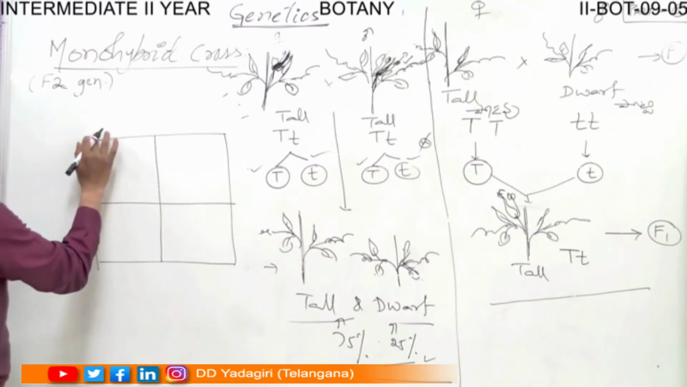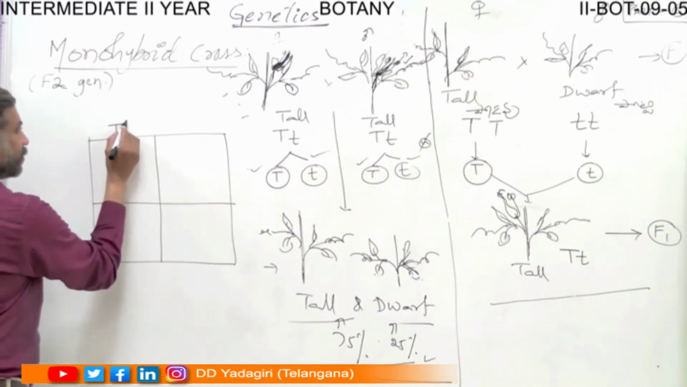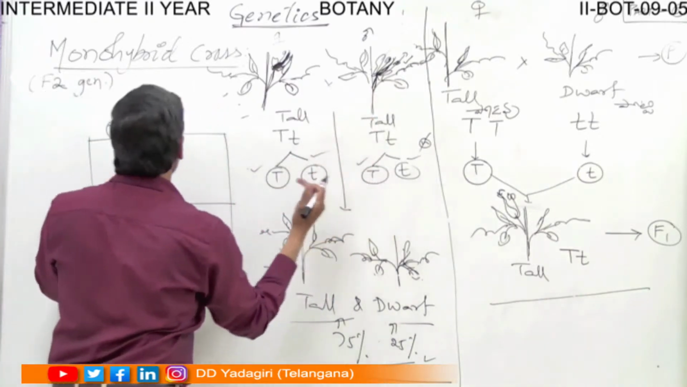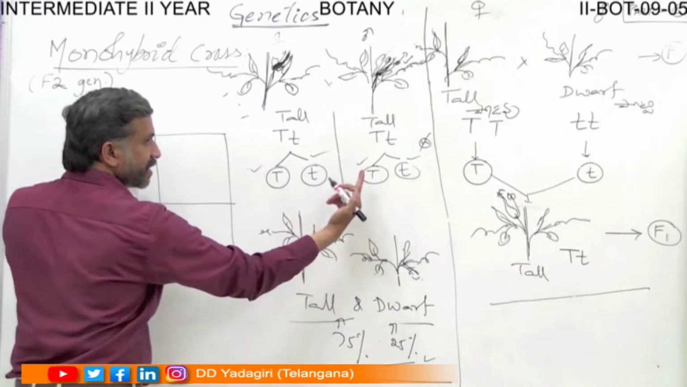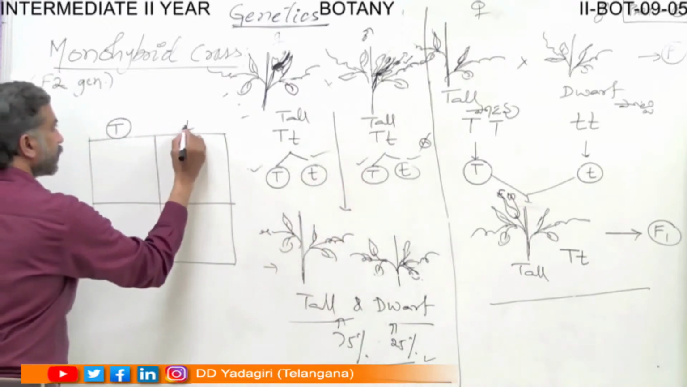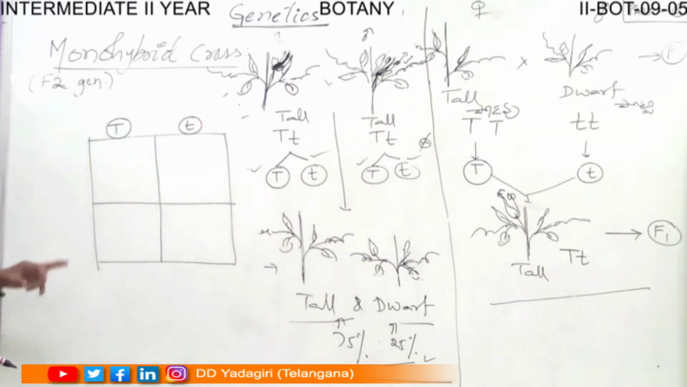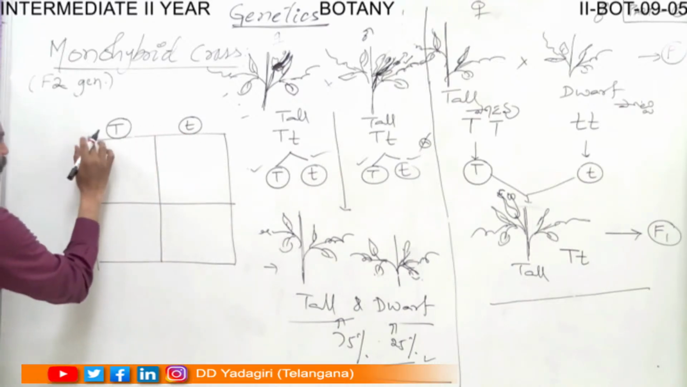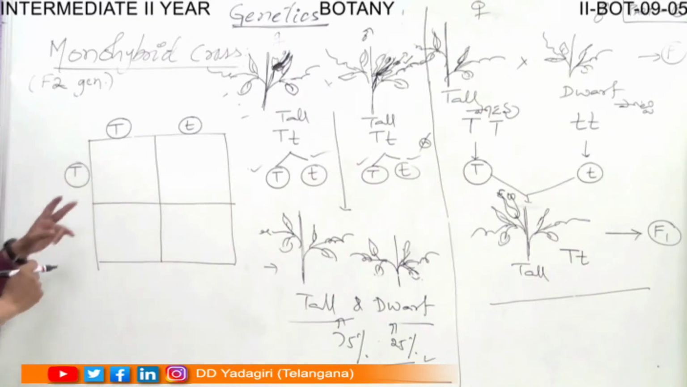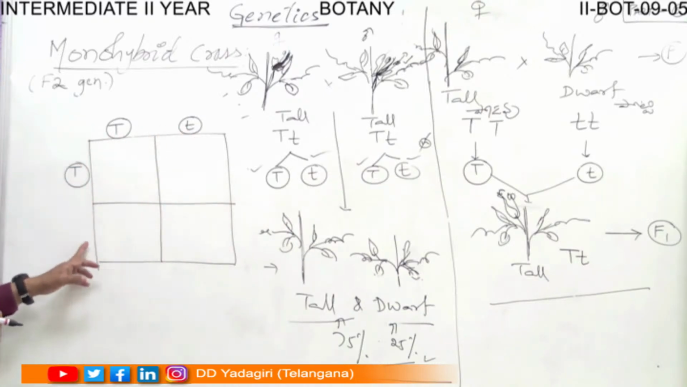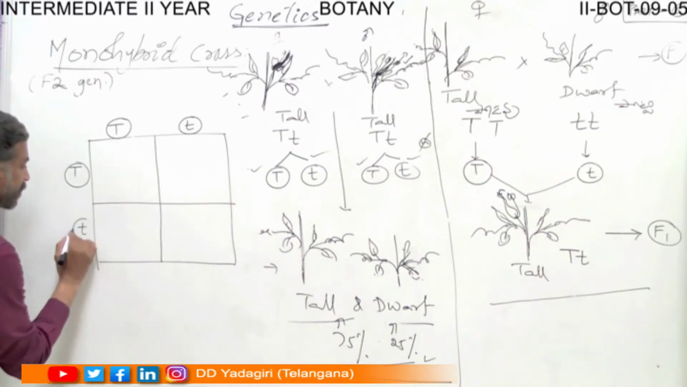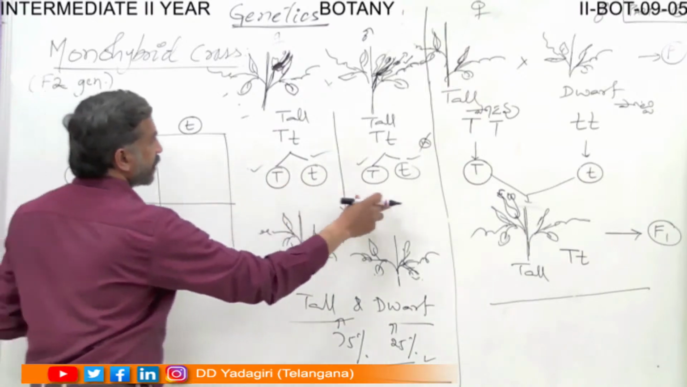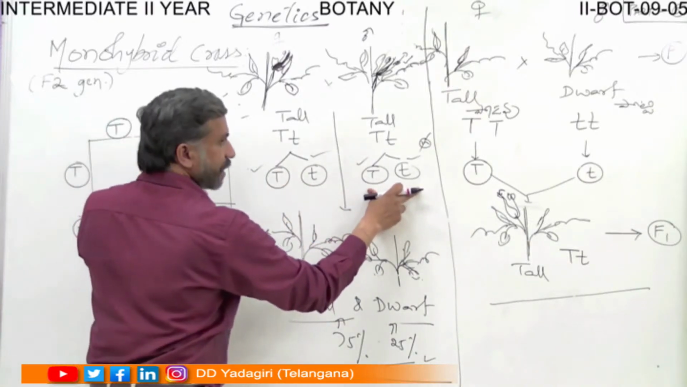On the top of this, I am drawing the male gametes, that is, from the male parent, two gametes. The pollen grains consisting of capital T means the gametes will consist of capital T. The other male gametes are on the top, and the female gametes on the side. The female gametes are also of two types. The female gametes are capital T and small t, whereas the male gametes will also contain two types, capital T and small t.